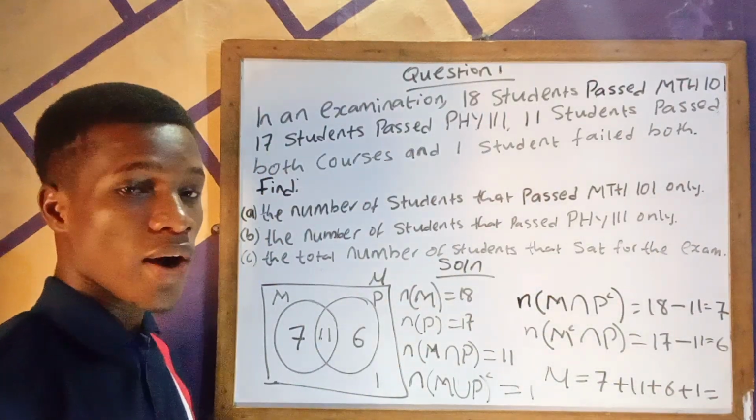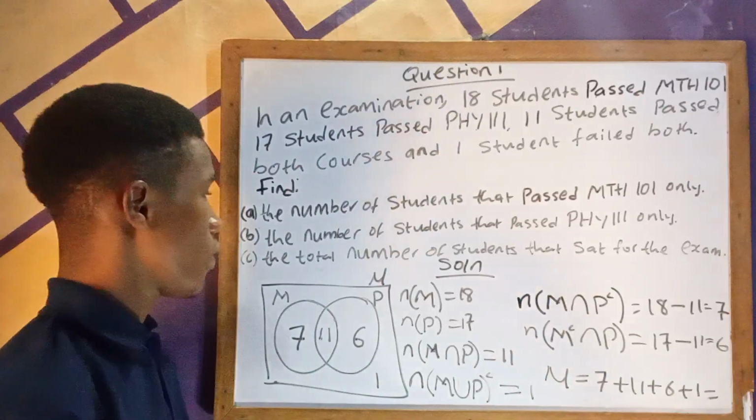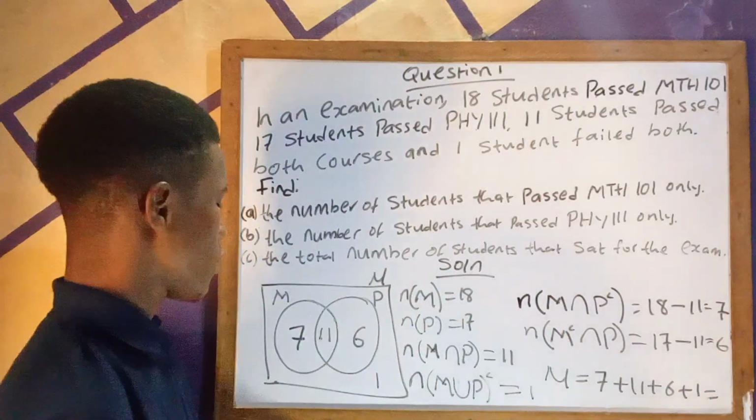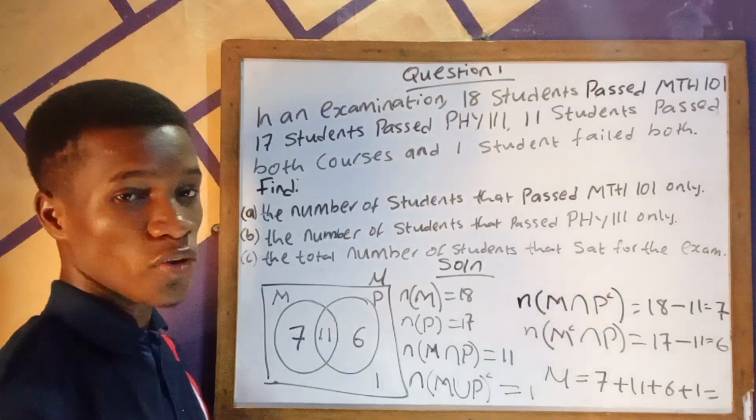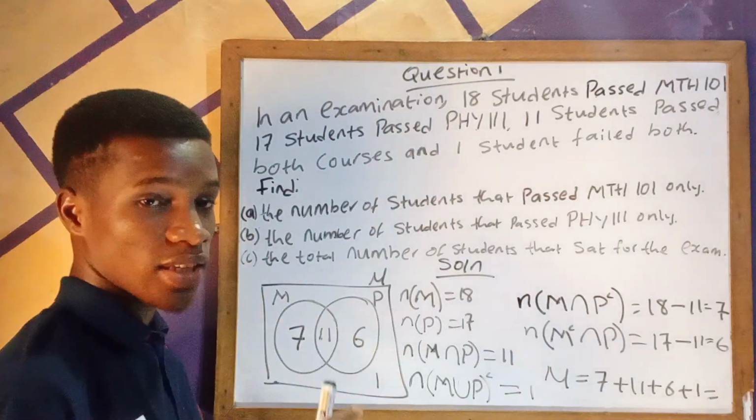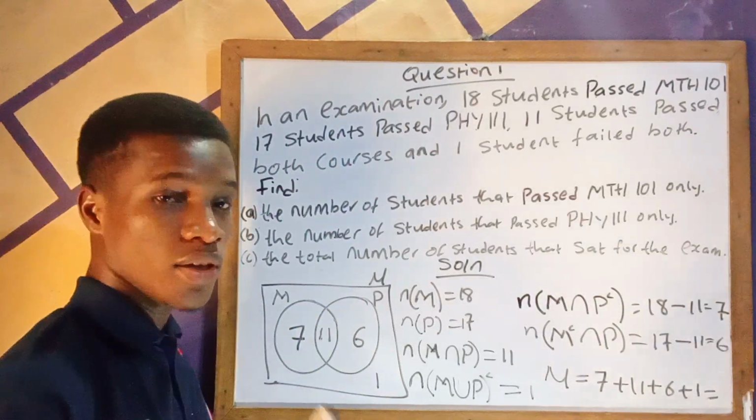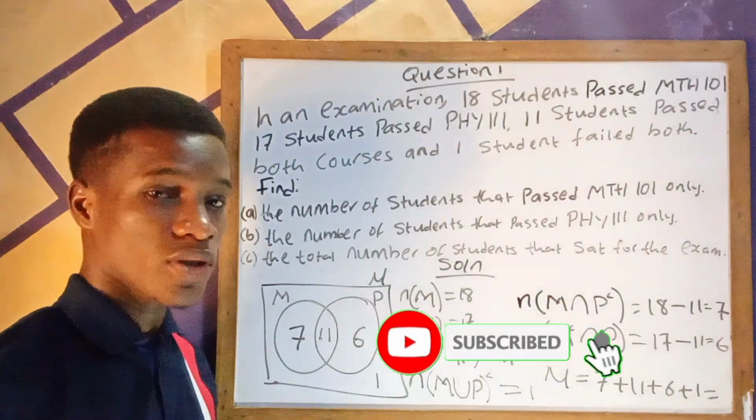This solves our problem. The number of those that sat for only Math is 7, the number of those that sat for only Physics is 6, then the number of those that sat for the exam in total, including those that failed, is the answer you got that you have to put in the comment section.